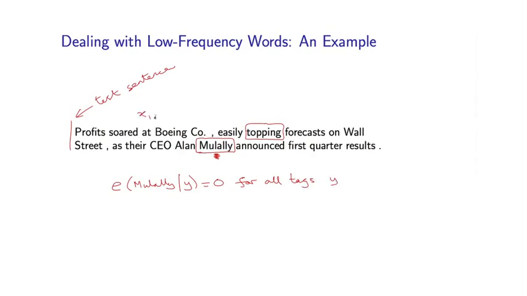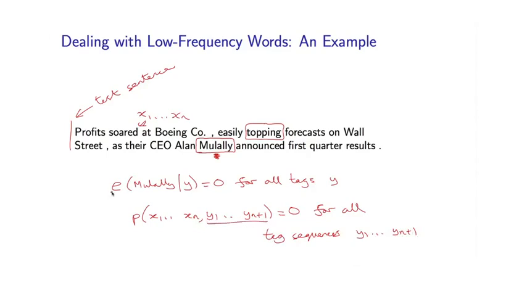And that means if this is defined as our sequence x1 through xn, it's easily verified that P of x1 through xn, y1 through yn plus 1 is equal to 0 for all tag sequences y1 to yn plus 1. That's because any tag sequence is going to involve an emission parameter like this, which is equal to 0. And so all of these probabilities are going to be taken to be 0.